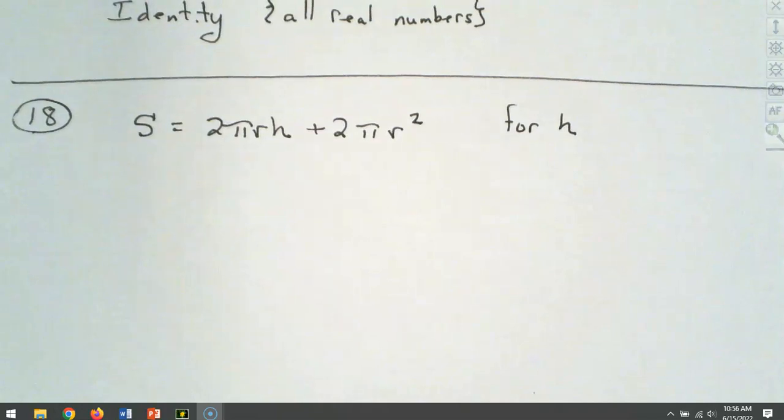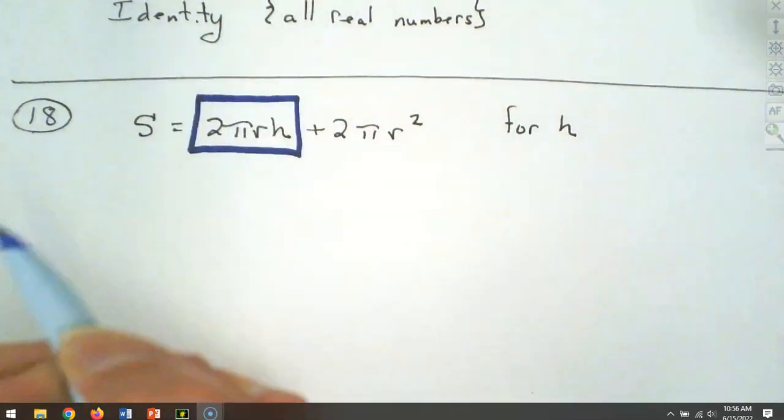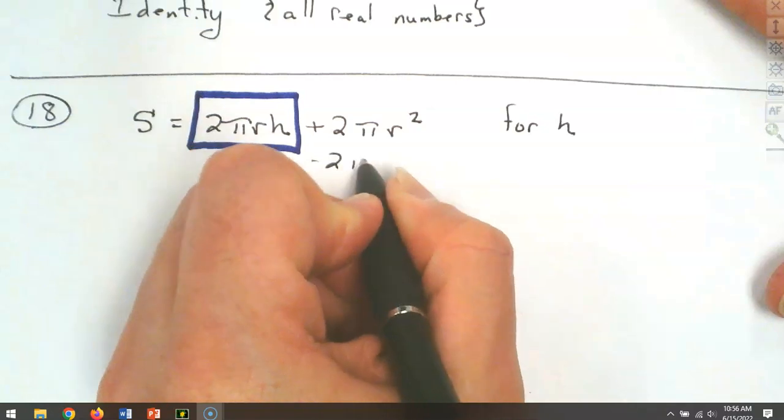Now, this question is a literal equation, and we have to solve for a specific variable. So the first thing I do is I want to find that variable. I want to put a box around it so I can keep track of where it is. And so the only part that has an h in it is right here. So that 2 pi rh is right there. And my goal is going to be to get it by itself on the left. So I want to get that blue box by itself. And so that 2 pi r squared, well, that's going to go over.